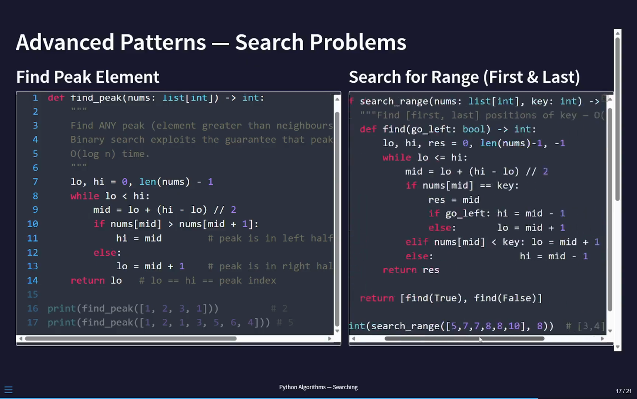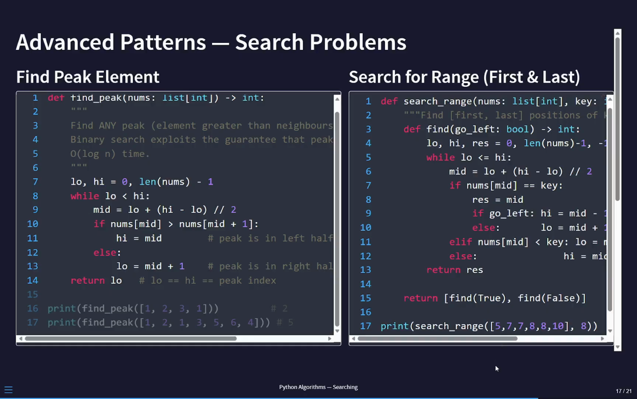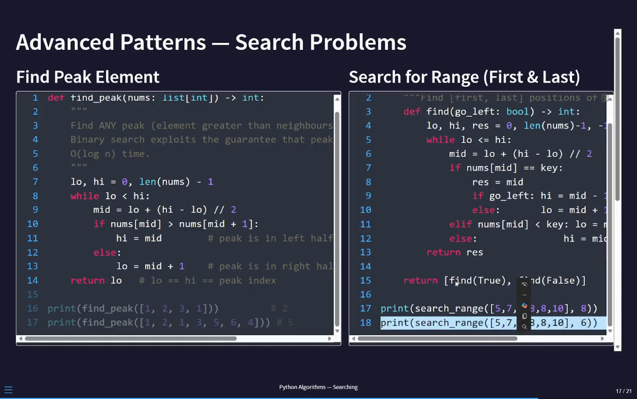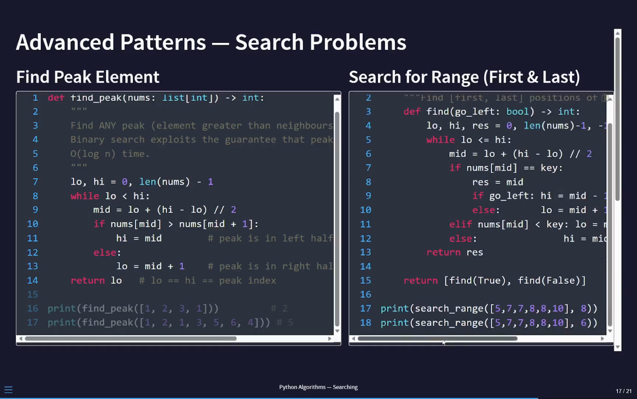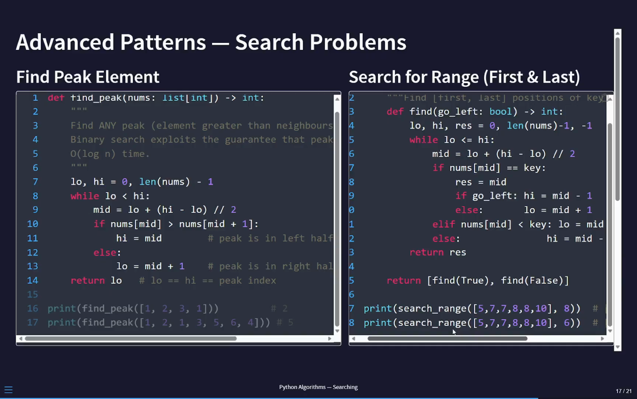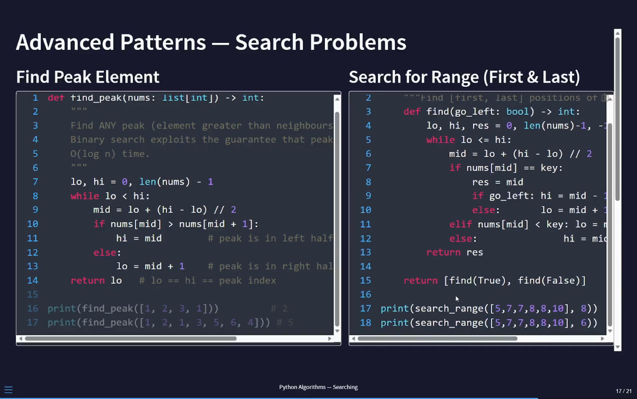Click Find Range, First and Last Occurrence. Rather than two separate first_occurrence and last_occurrence functions, this version unifies them with a go_left parameter. Finding the first occurrence, match, then keep searching left. Finding the last, match, then keep searching right. Returns first_index, last_index in O(log n) total with two passes.